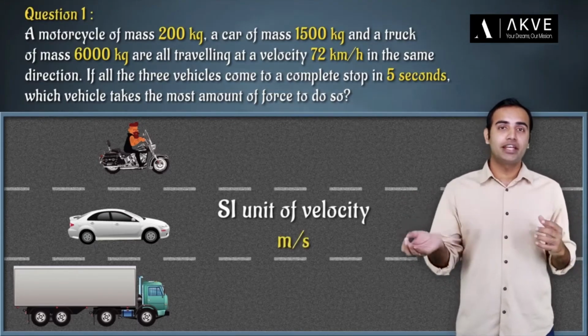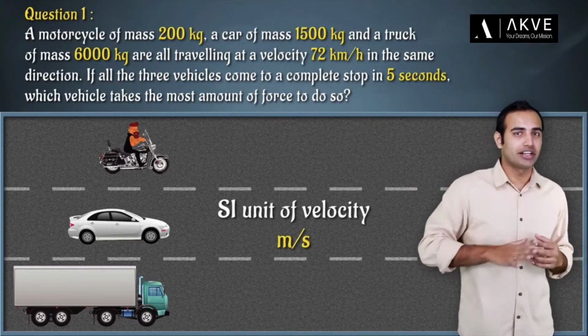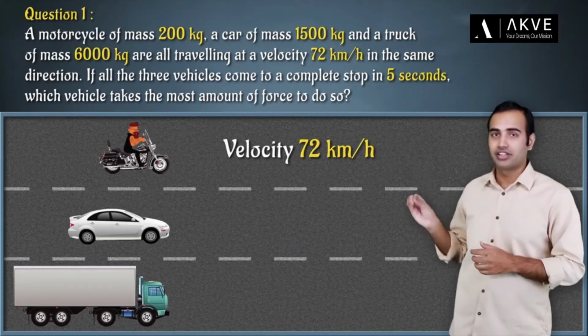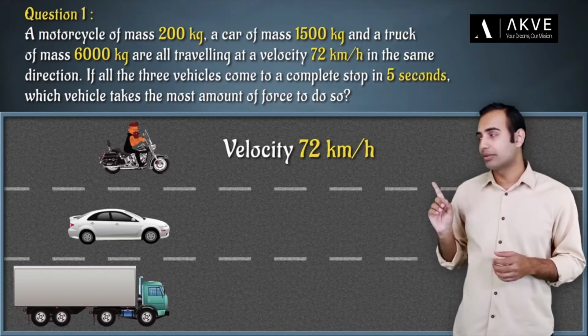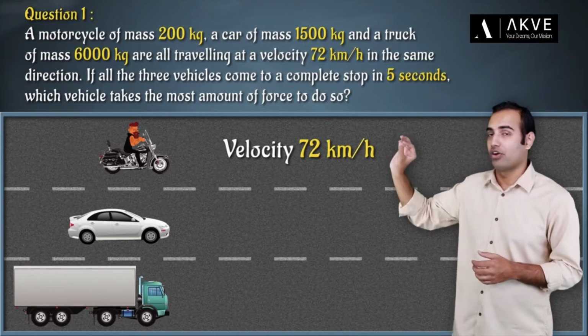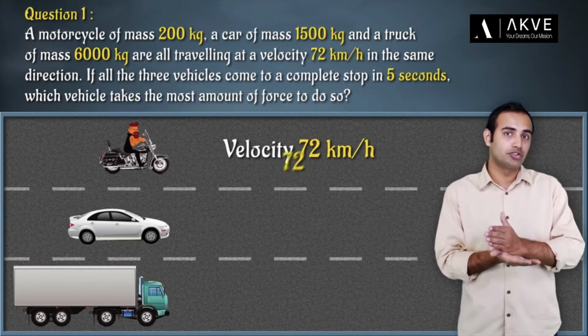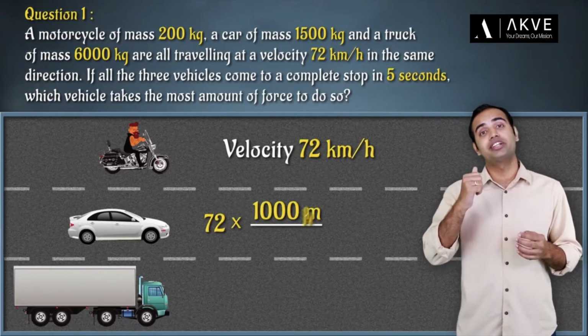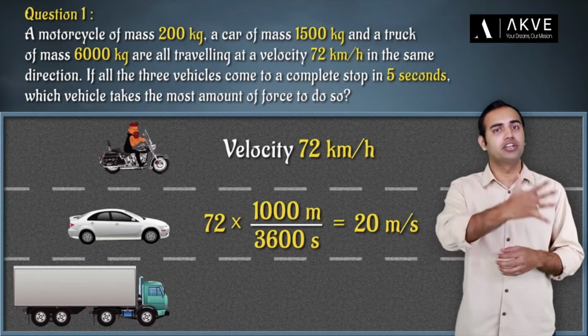Now because the SI unit of velocity is meters per second, we need to convert the initial velocities into that unit. Now that comes out to be 20 meters per second for all the three vehicles. The method is to multiply 72 with 1000 divided by 3600. You already know it.